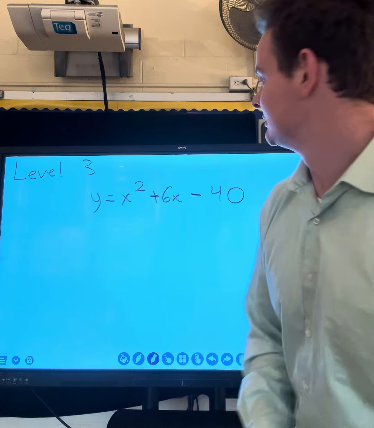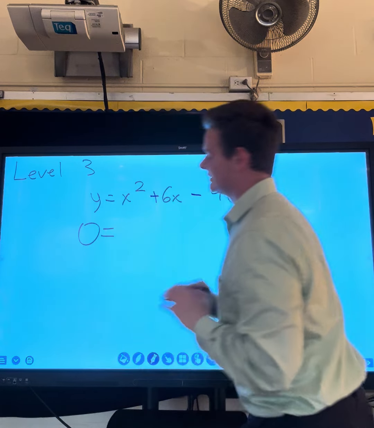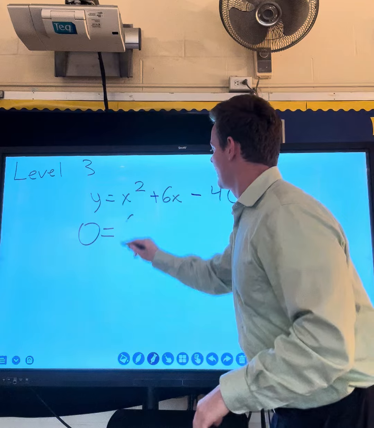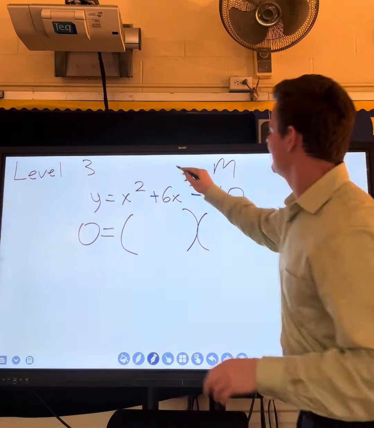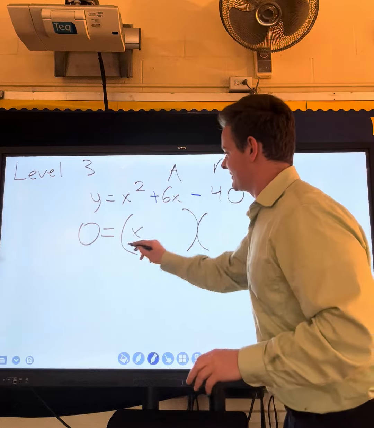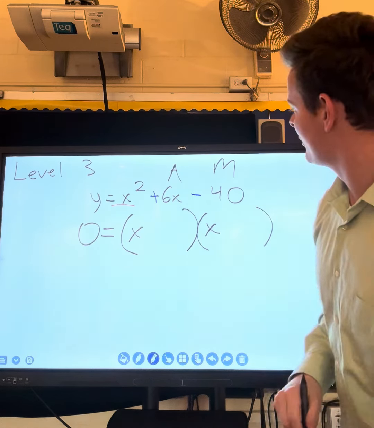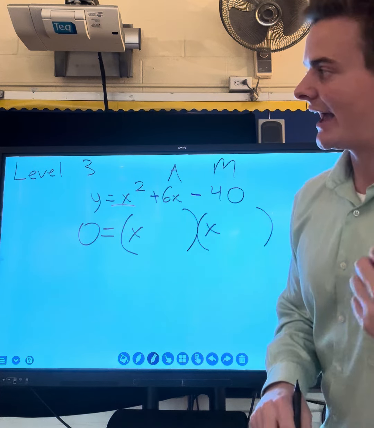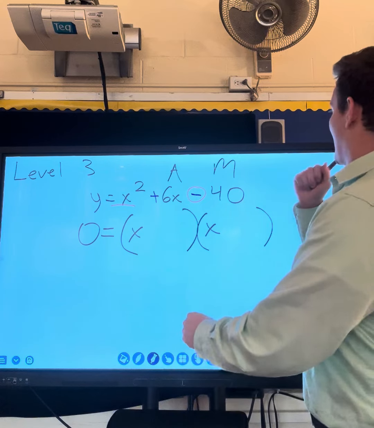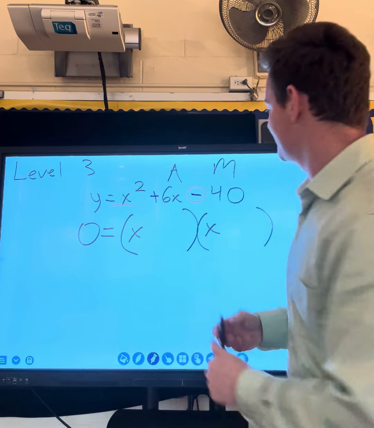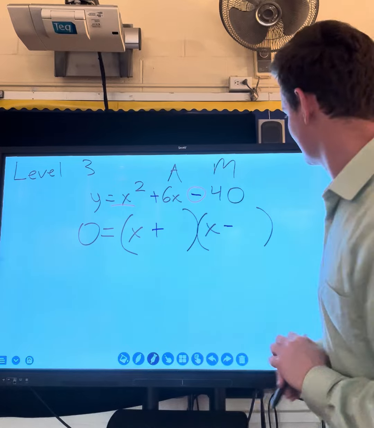Another one, level 3 here. Same things first. Set equal to 0, how I always start. I need two sets of parentheses that multiply to negative 40, add to 6. It's going to be x and x to get x squared. How do I multiply to negative 40, add to 6? I see I'm multiplying to a negative 40. How do I get to a negative number? That's one positive, one negative with multiplying.